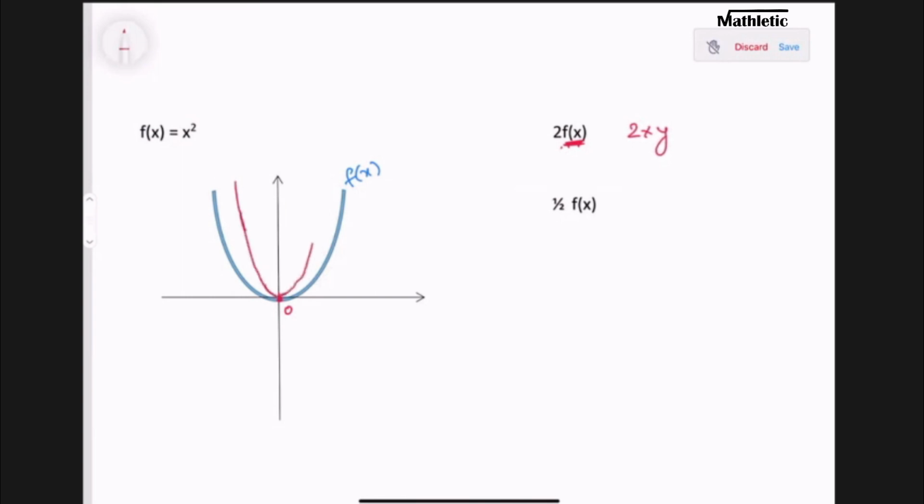The graph will be a steeper one because even though all the points are moving upward, this 0 is still here, right? So you cannot shift this point in an upward direction. So this has to be like this. So it shows that the new curve is a steeper one, right? There is a change in the steepness of the curve. So that's 2f of x.